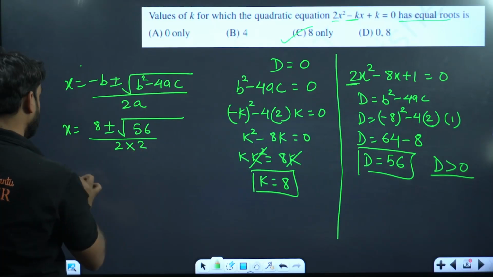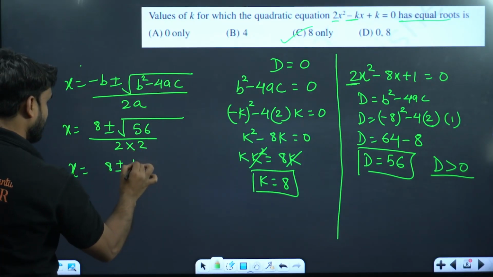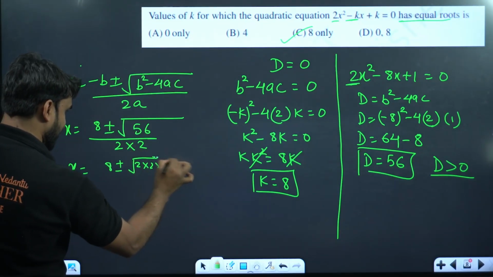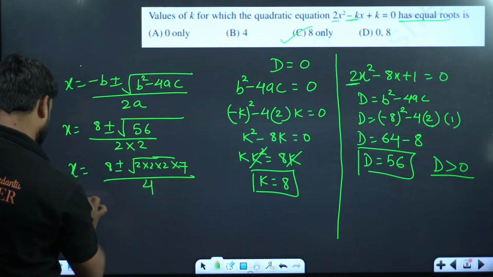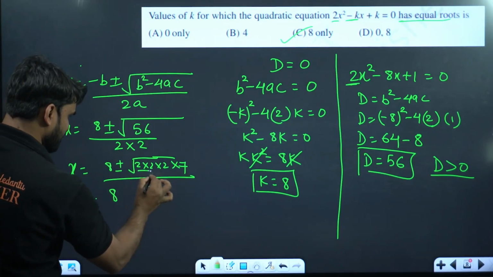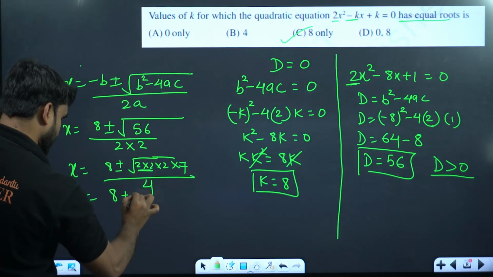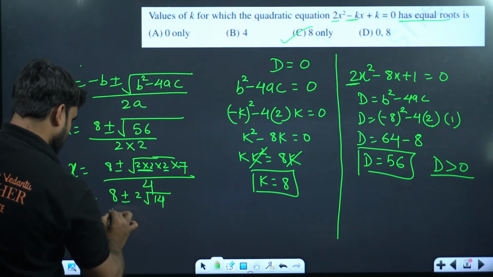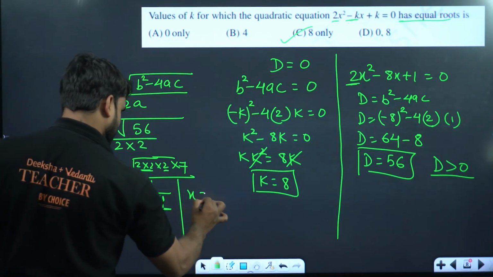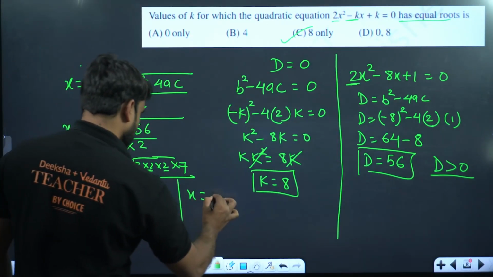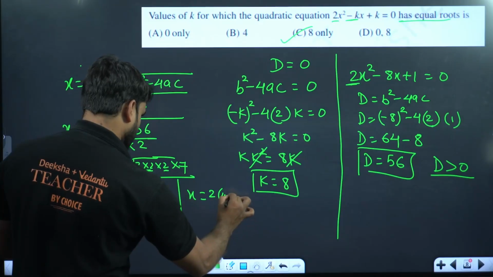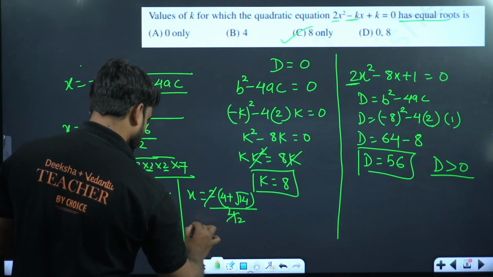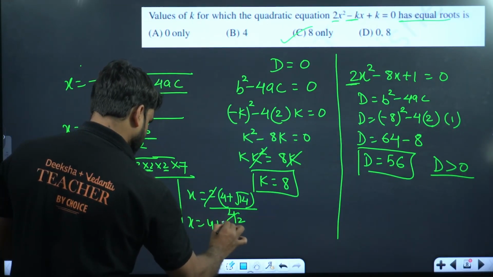a is 2. So x is equal to 8 plus minus under root 56 divided by 4. 56 can be written as 2 into 2 into 2 into 7, and can you see here, this is the pair. So the pair can be taken out as common, so this is 2 under root 14, divided by 4. So take the plus sign first. 2 can be taken as common, so 4 plus under root 14 divided by 4. So 4 will cancel this 2, and x is equal to 4 plus under root 14 by 2. This is the first value.